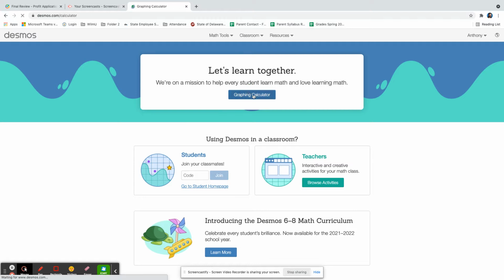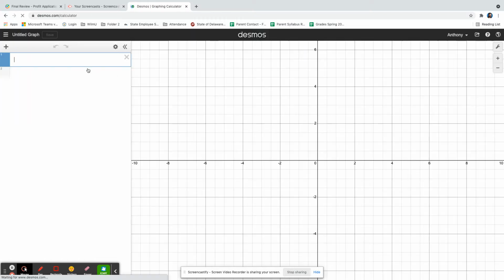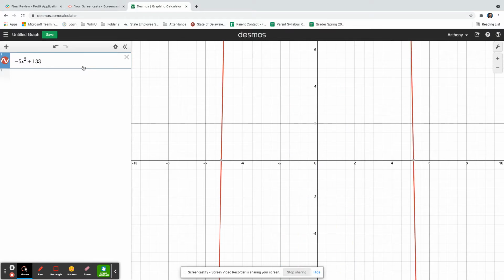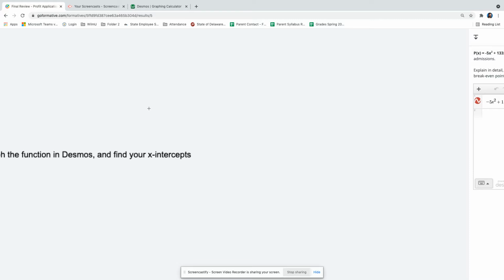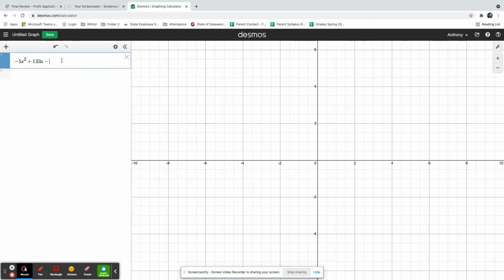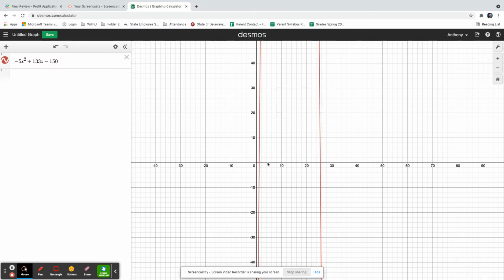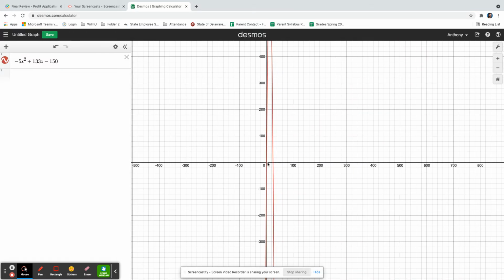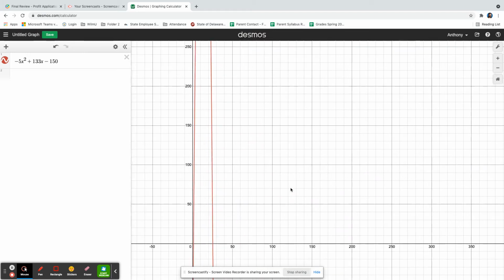So the function was negative 5x squared. I want to show you guys a better picture so I can come back to this. So negative 5x squared plus 133x. And then I think the last part of the rule was minus 150. And I just want to show you guys a better picture with this because if I kind of zoom out, this isn't a great window, but I can create a better window by using this little gear in the corner, and you're going to want to do that with your final exam.